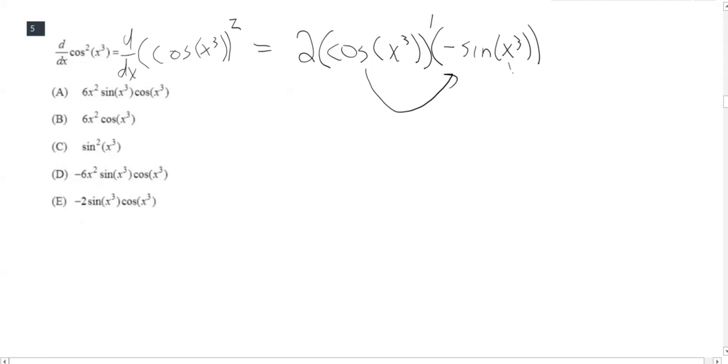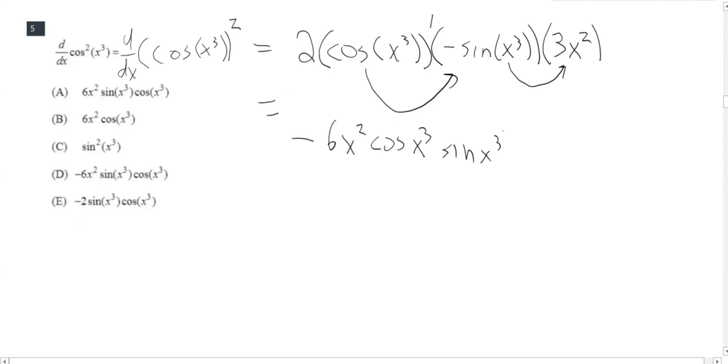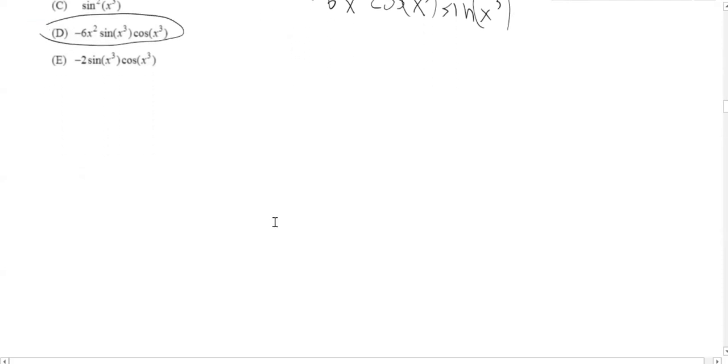But sine also has a function inside of it, x cubed, whose derivative is 3x squared. So you have negative 6x squared cosine x cubed sine x cubed. And so this is going to give us choice D. And I'm going to put the parentheses here so we know that the x is cubed in our work here. Okay, so double chain rule on that one.